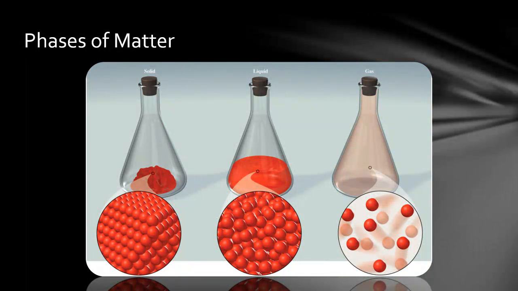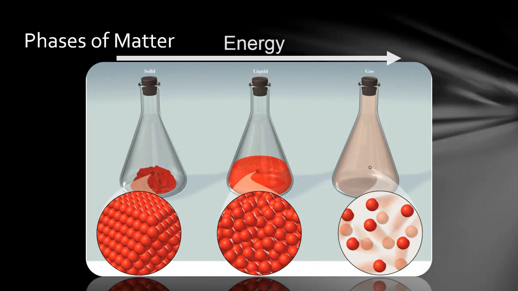Just to review, there are 3 phases or states of matter: solid, liquid, and gas. The more heat energy a substance has, the less constricted the molecules, and the further to the right it moves, from solid to liquids and then to gases.